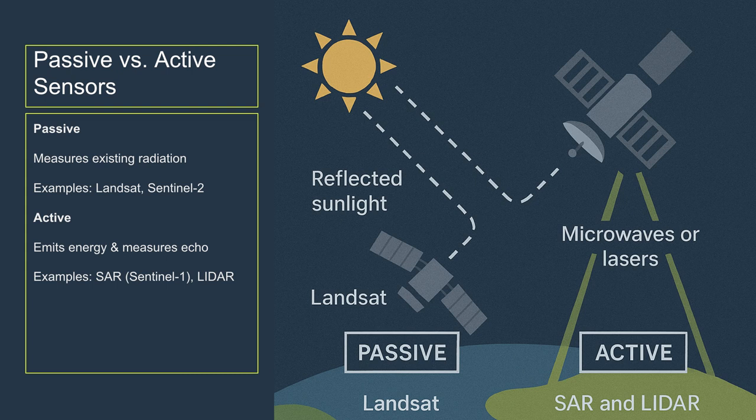In order to understand the difference between passive and active sensors, we can make this example. An ordinary camera is an example of a passive remote sensing system, using existing light as input and forming an image on the film. If a flash is added to the camera, it becomes an active remote sensing system. Passive measures existing radiation while active emits energy and measures the echo. Passive sensors like Landsat and Sentinel-2 capture reflected sunlight, and active sensors such as SAR, Sentinel-1, and LiDAR emit their own signals, which can be microwaves or lasers, to probe the surface.